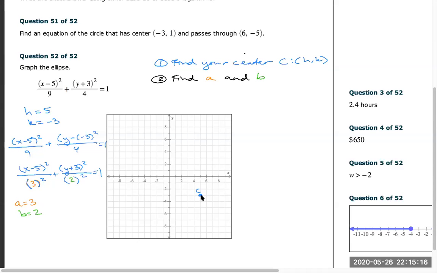Okay, so the 3 is underneath the x squared stuff. So you're going to move from the center out by A in the x direction only. So I'm going to move from the center out by 1, 2, 3. And then I'm going to move back 1, 2, 3. Then for B, I'm going to go to the center and move up and down in the y direction. 1, 2, 1, 2.